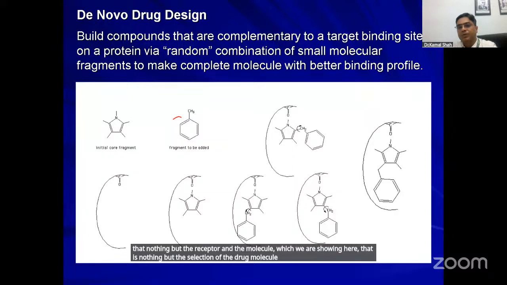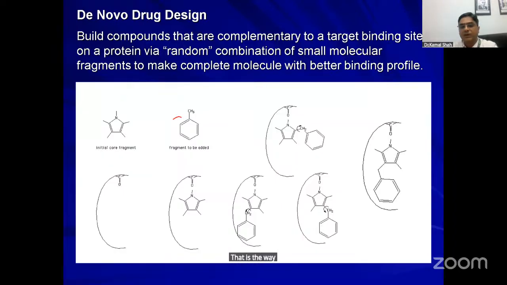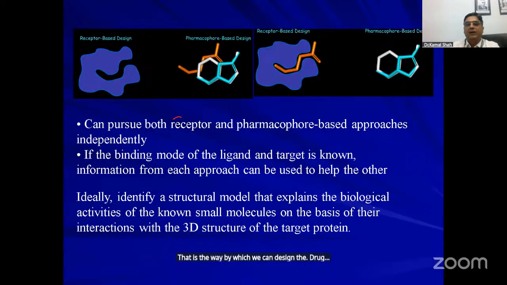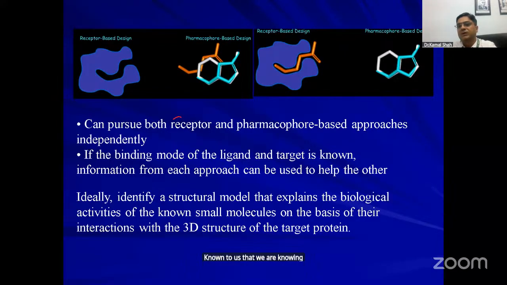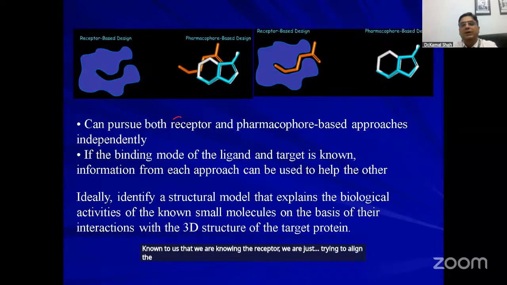So how we can design, how we can modify it so that it best fits the receptor, that is the way by which we can design the drug. You can see here another is receptor based drug designing and pharmacophore based drug designing. Receptor based designing is known to us: we know the receptor, and we are just trying to align the molecule over the receptor.